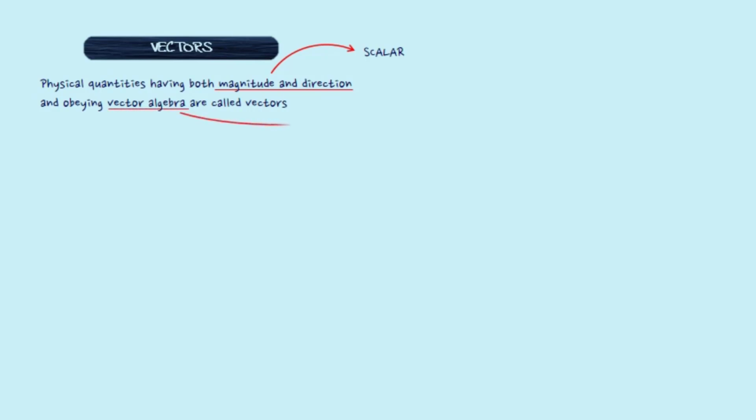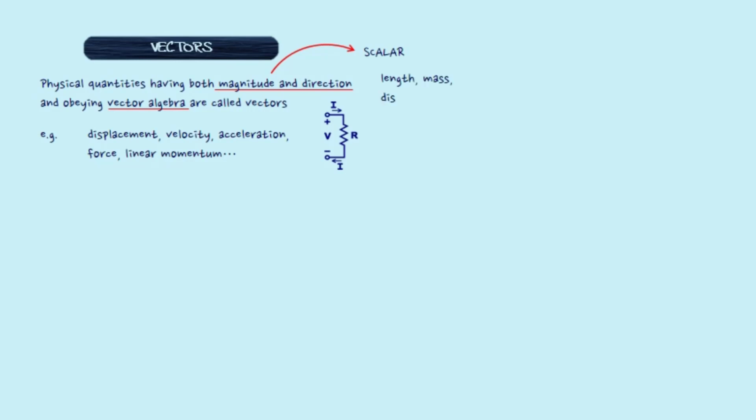For example, current has magnitude and it always flows from higher potential to lower potential. So, direction too can be associated with current, but it does not obey vector algebra. Hence, it cannot be considered as a vector. Examples of vectors are displacement, acceleration, velocity, force, linear momentum, etc. And some examples of scalar quantities are length, mass, distance, speed, etc.